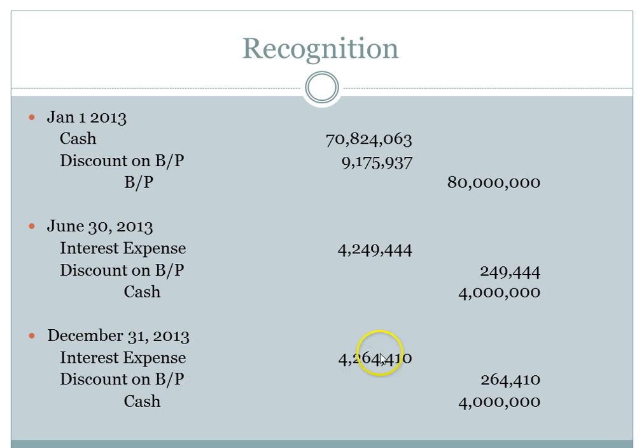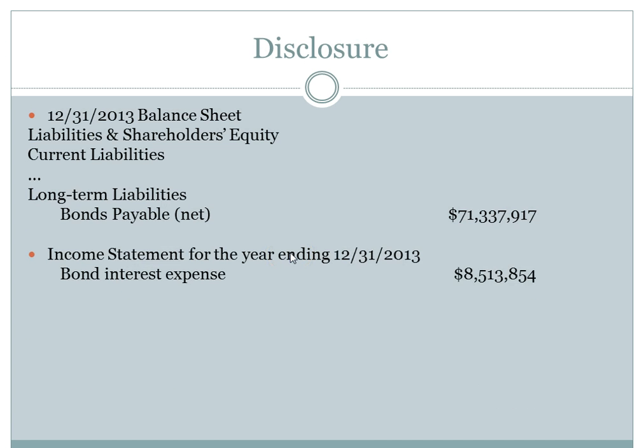So we'll go back to the journal entries. So I have a debit to interest expense for this $4.2 million, and then another debit to interest expense for almost $4.3 million. I just add up the debits to my interest expense, and that tells me the amount of bond interest expense that would be included on the income statement.